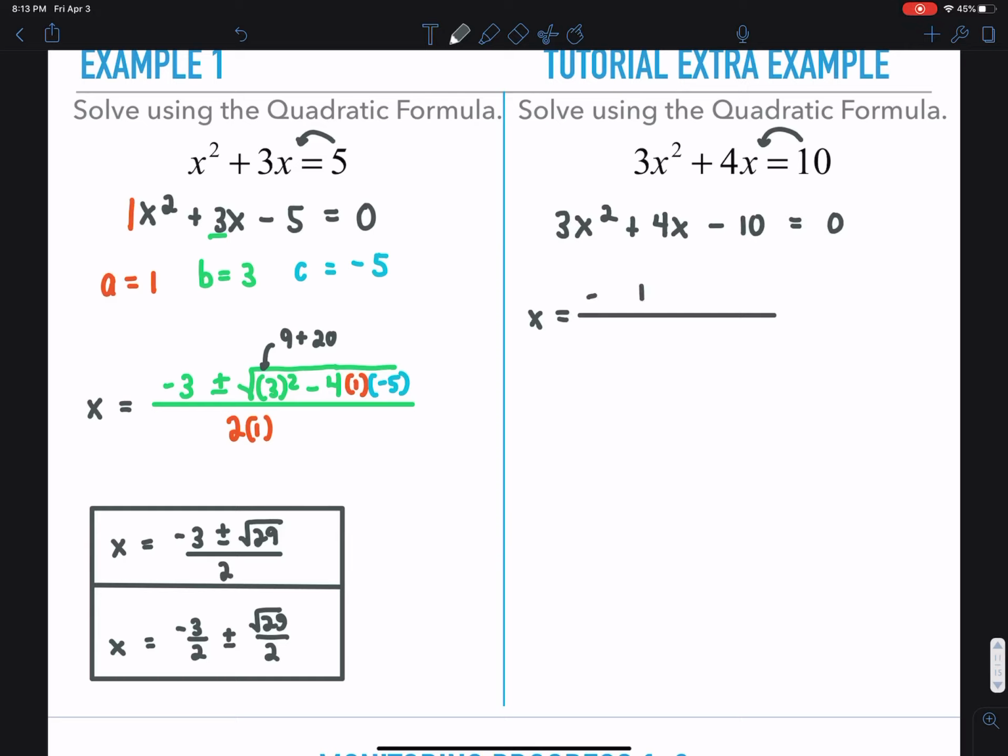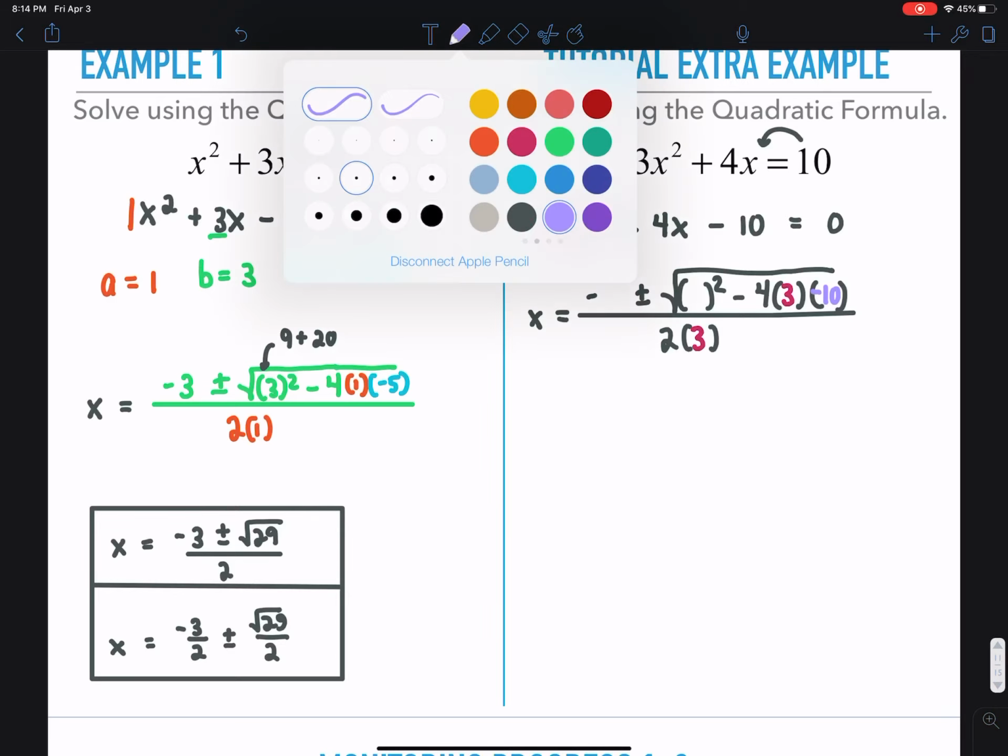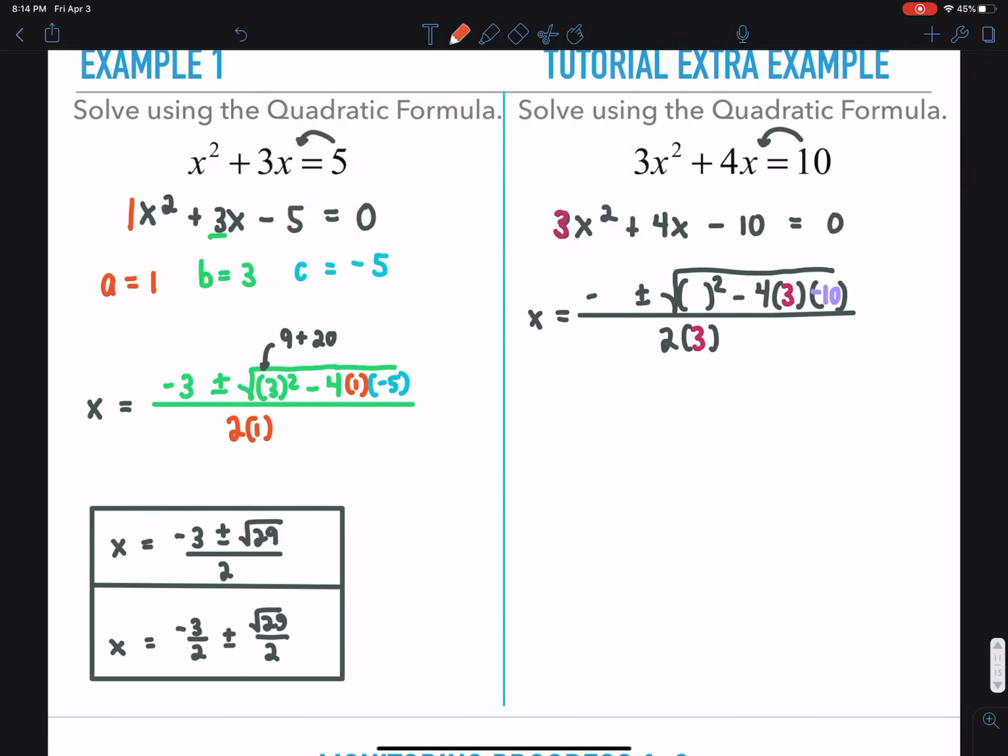So it's the opposite of our b value, plus or minus the square root of b squared minus 4 times our a value times our c value, all divided by 2 times our a value. So if we take care of our a, a goes there, and a goes there. Our c value is negative 10. There's only one place to plug that into. And then our b value is 4. So we have the opposite of 4, and then we have 4 squared underneath our square root.